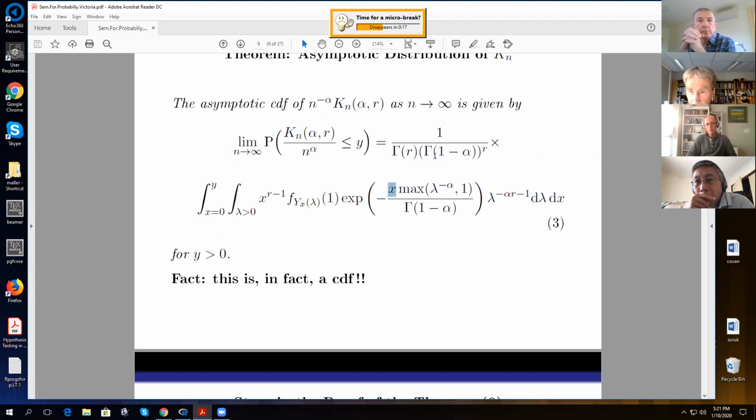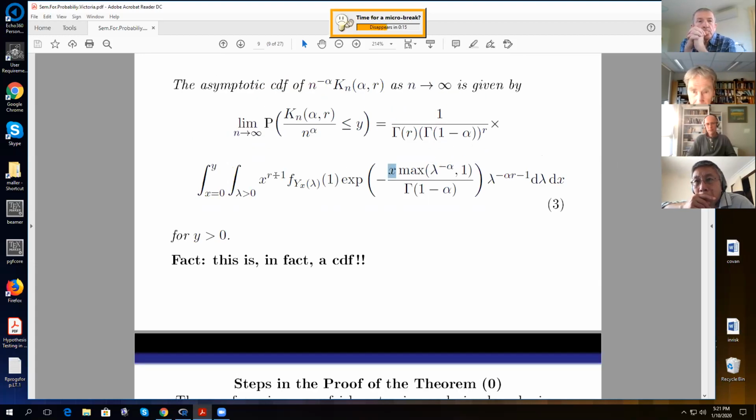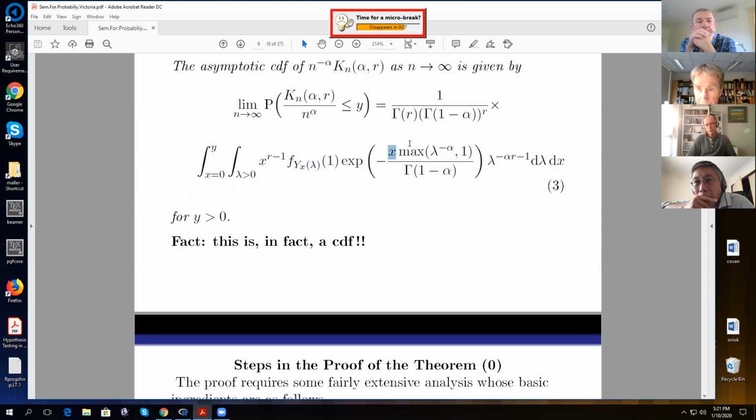Now, your immediate response will be, this is a horrible looking thing. Is it in fact a CDF? It is in fact a CDF. And showing that fact will be part of the proof.